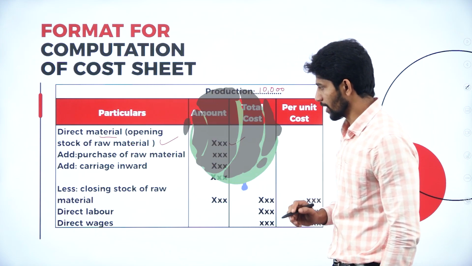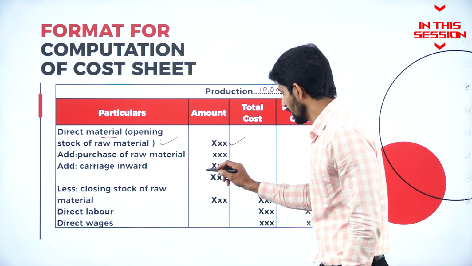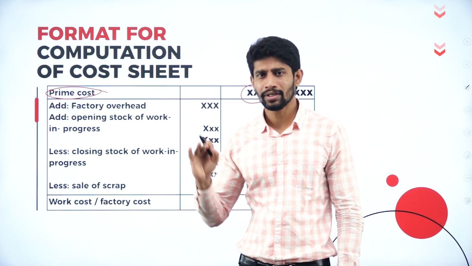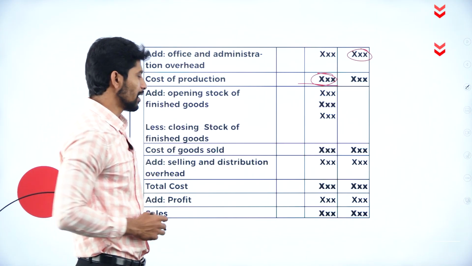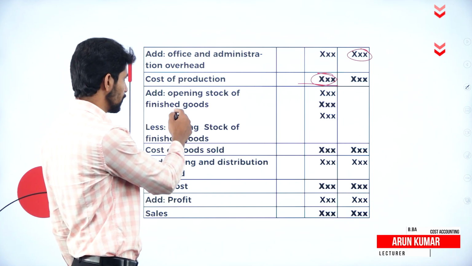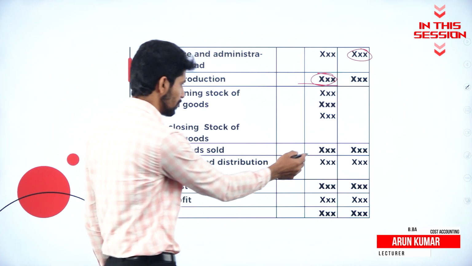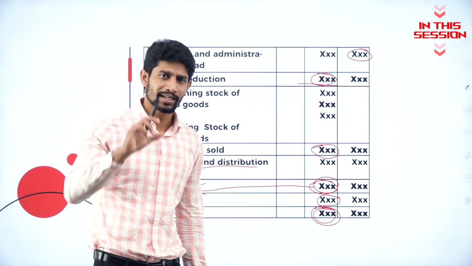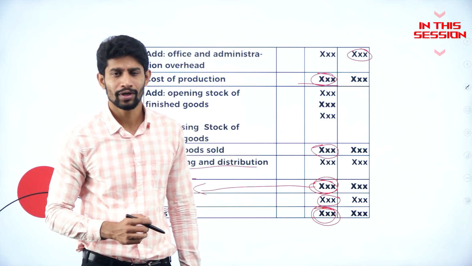For opening stock of raw material, you are going to add the purchase of raw material and carriage inward. The total of direct material, direct labor, direct expenses is called prime cost. For cost of production, add opening stock of finished goods and less closing stock of finished goods. You're going to get some balance here. This balance is called cost of goods sold. If profit is not given, just the difference between the total cost and the sales is going to be your profit.